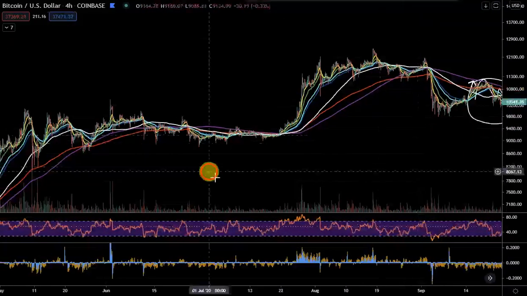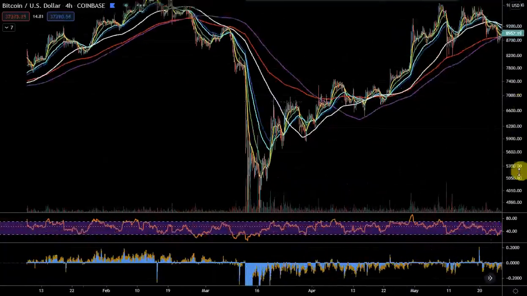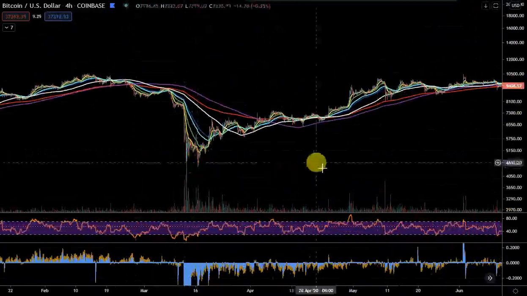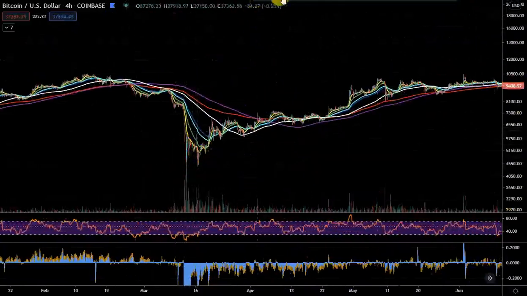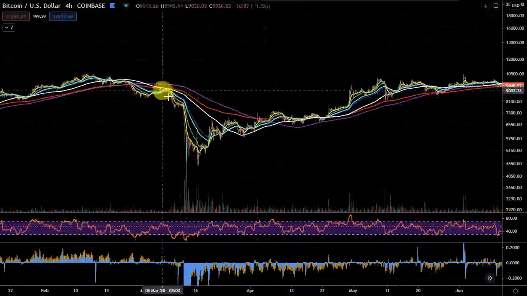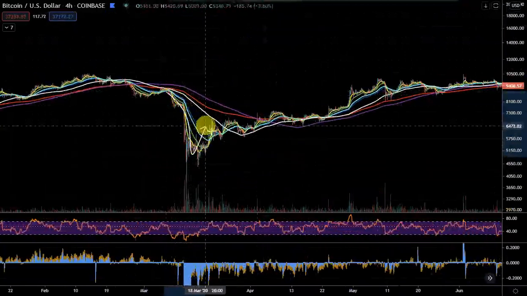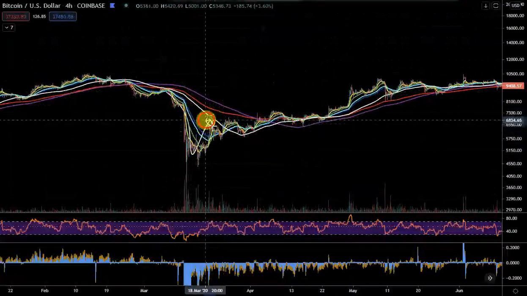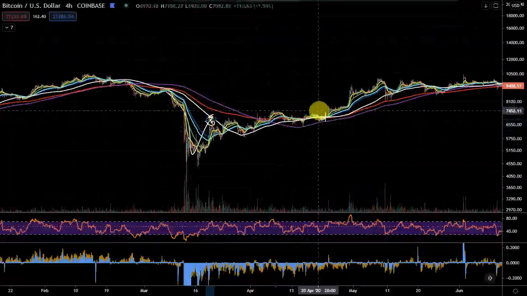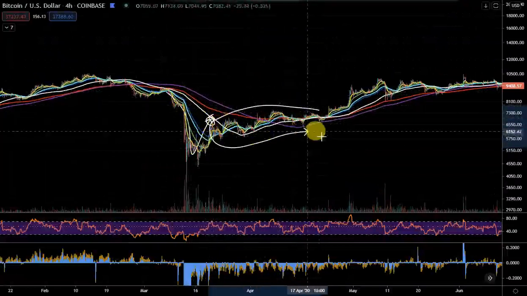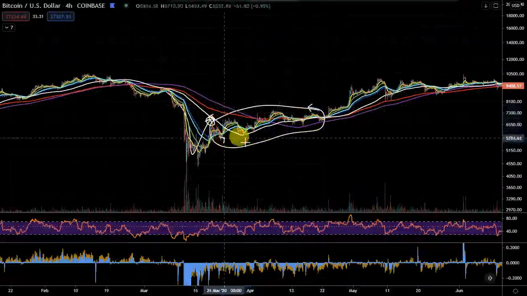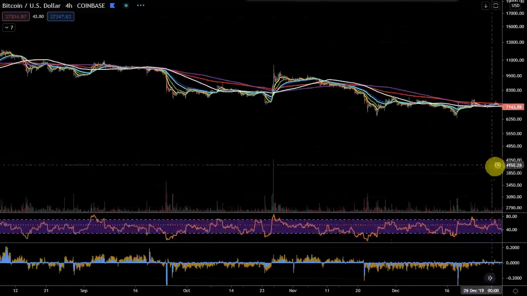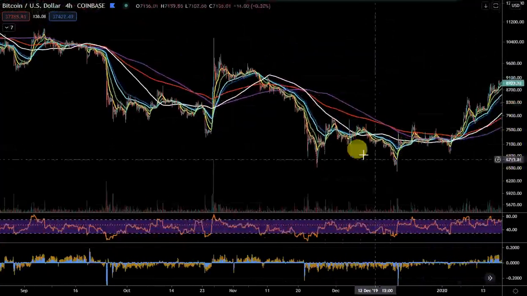Okay, let's keep moving. The time before that was the crash, the coronavirus crash. Now what happened was, again, we had that drop, and the first touch was right here of the white 100 moving average. We still had a lot of chop. Okay, let's keep going, because it doesn't happen too often.